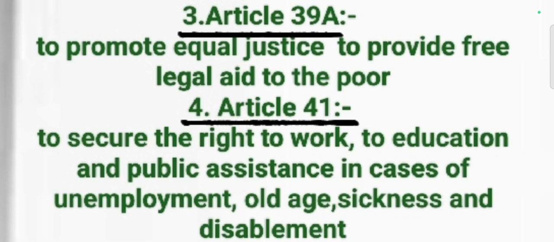Okay, and next one is Article 41. According to Article 41, it tells about securing the right to work, right to education and right to public assistance in cases of unemployment, old age, sickness and disablement. Okay, so especially we have to secure the right to work and education and public assistance also. So we have the right to work, we have to do work at any time in any area. Okay, so this is our wish.